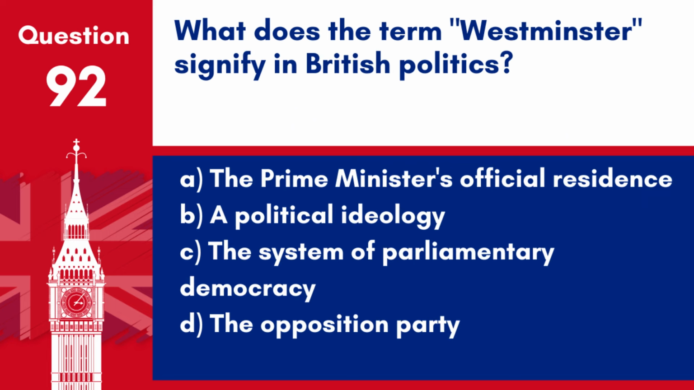Question 92. What does the term Westminster signify in British politics? A. The Prime Minister's official residence. B. A political ideology. C. The system of parliamentary democracy. D. The opposition party. Answer: C. The system of parliamentary democracy. Westminster refers to the system of government centred around Parliament in the Westminster area of London.